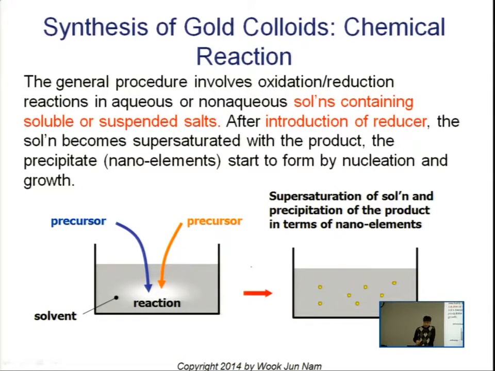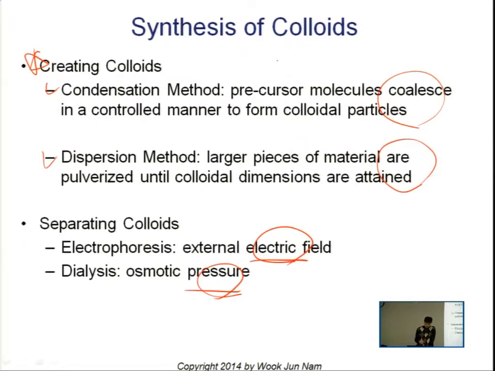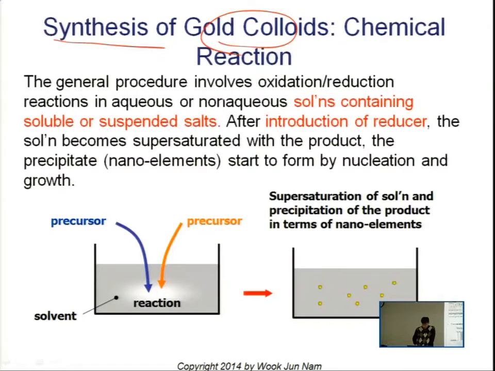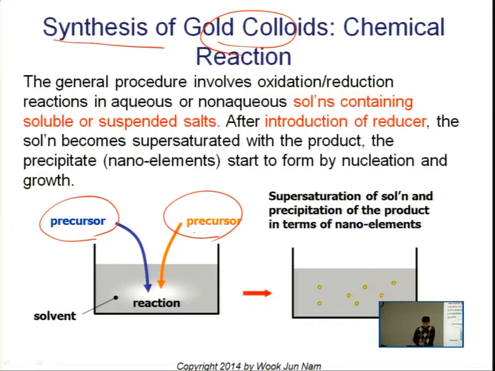For the synthesis of gold nanoparticles, this is a condensation method. It is basically a chemical reaction. We have precursors, and as we add some chemicals that work as a reducer, the source ions become supersaturated, make a nucleation, and as time goes on the nanoparticles get bigger and bigger.